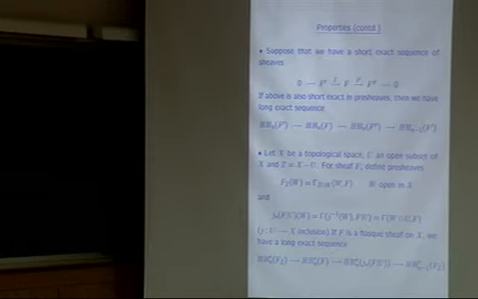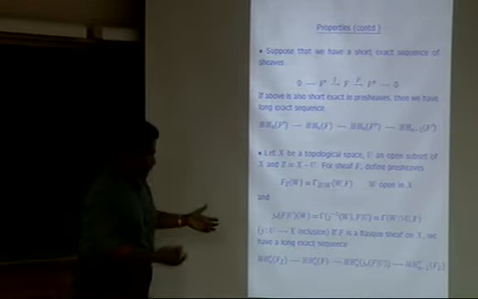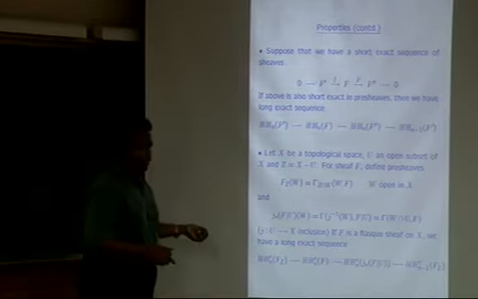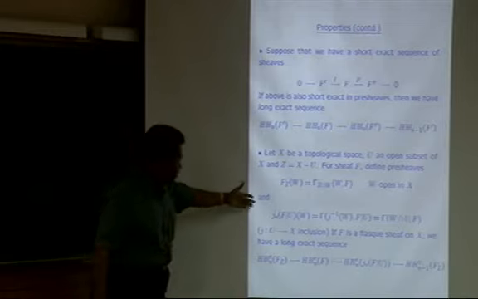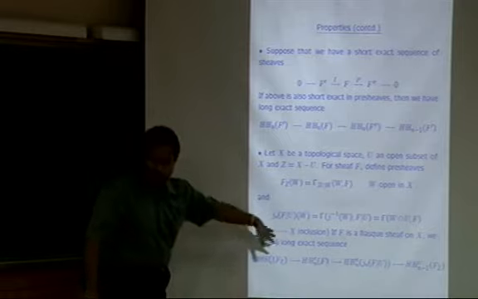Then similarly, if X is a topological space and U is an open subset of X and Z is X minus U, then if we define these sheaves, there's a standard word for this kind of exact sequence, right? That is, you restrict on the open set and you keep on the closed set, which supports.